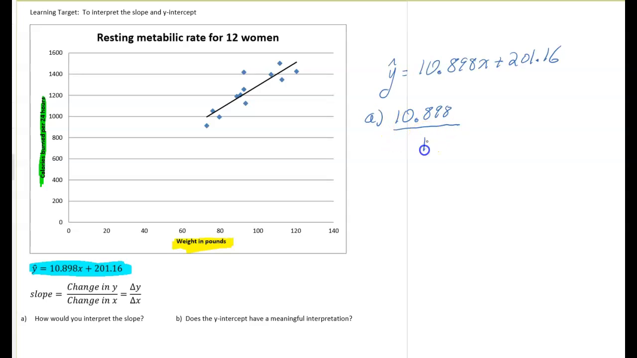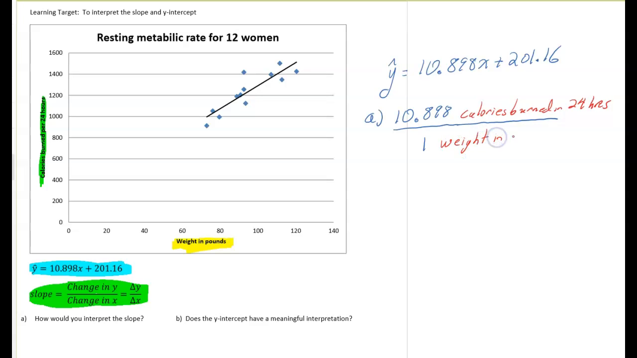So I'm going to put that over 1, like I did in the previous example. And slope is change in y over change in x. I wrote that down here in green that I'm highlighting. So I'm going to add the labels. The y is the calories burned in 24 hours. And the x goes in the denominator, that is the weight in pounds.